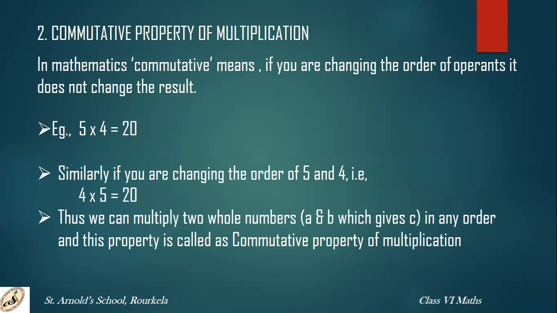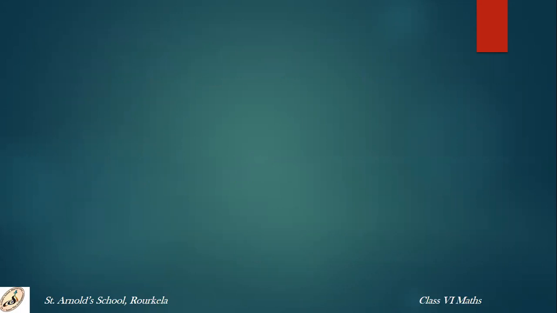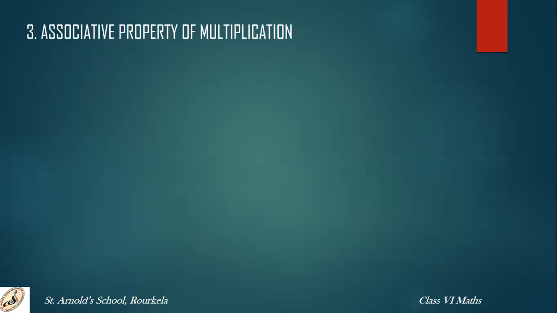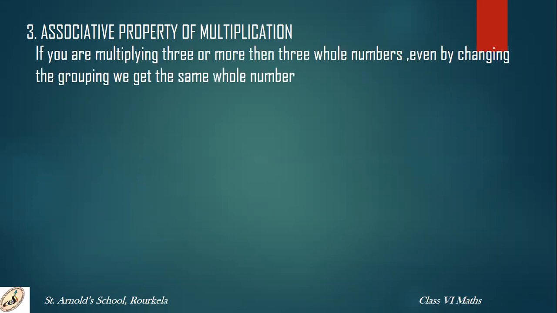That is, we can multiply two whole numbers, A and B, in any order. That is, A into B is equal to B into A, which is equal to C. And this property is called commutative property of multiplication. Now moving on to the third property, that is associative property of multiplication.